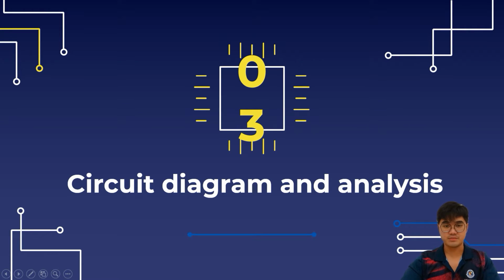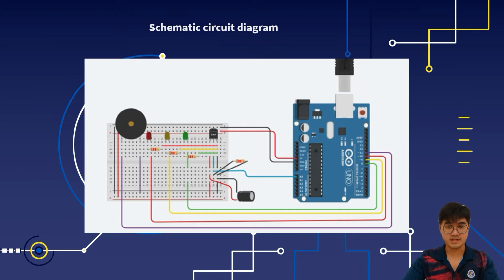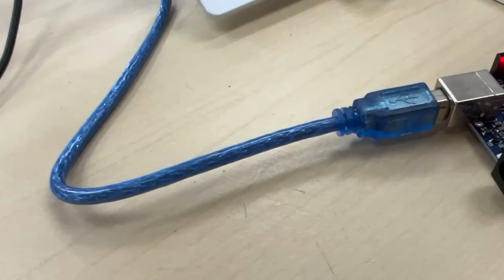Now I'm going to talk about the circuit diagram and the analysis. Here is our circuit diagram. The Arduino Uno is connected with a breadboard with a buzzer, 3 LED lights, 4 resistors, the LM35, and 1 capacitor. And next, here is our schematic circuit diagram. And next, we can see how it works with the Arduino Uno connected to the computer with LabVIEW. I will include a video to show how it works.